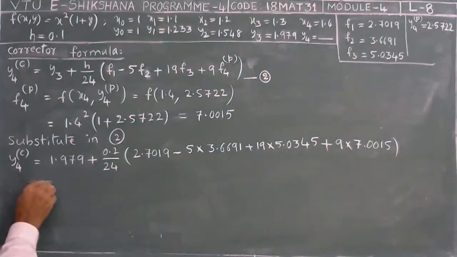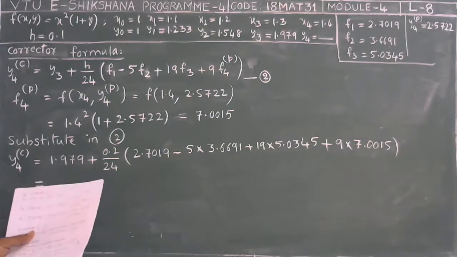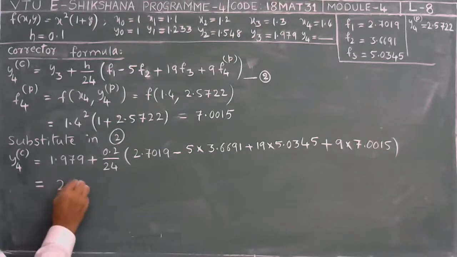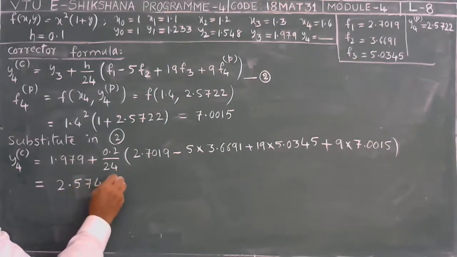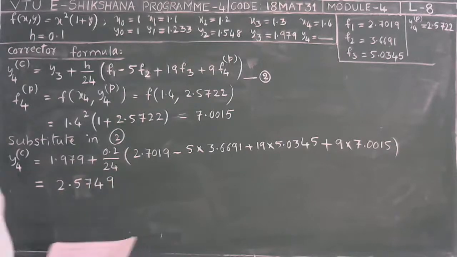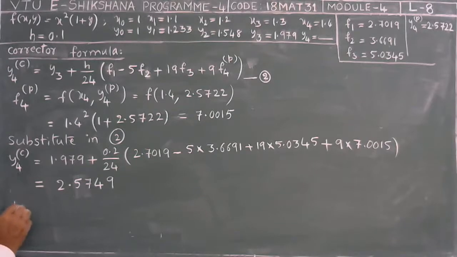So using a calculator, if you calculate carefully, you get y4c is equal to 2.5749. Okay. So let us try to correct this further by considering this itself as y4p. That is the first iteration.